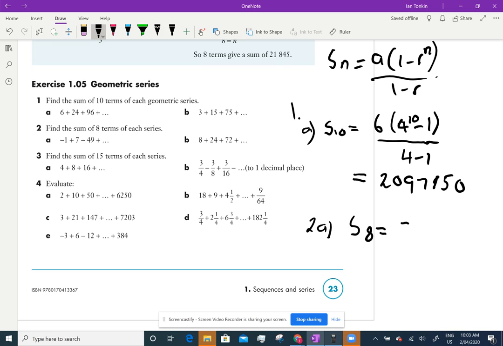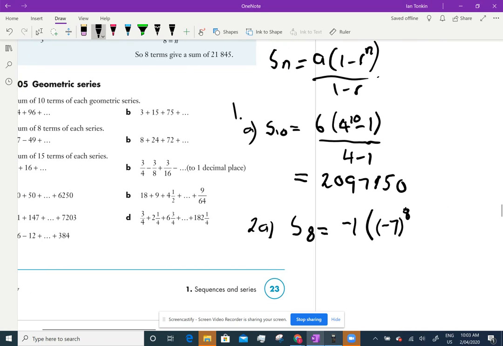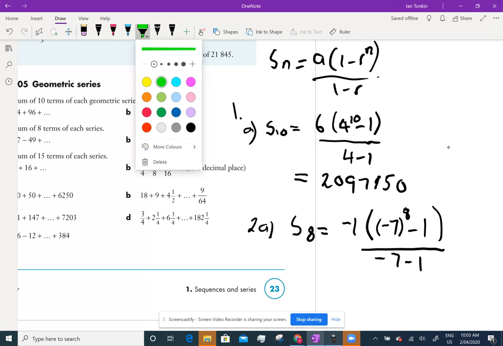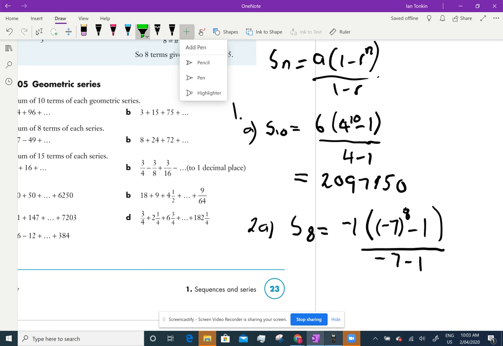What's my first term? Negative 1. What's my common ratio? 7 divided by negative 1 is negative 7. So I'm going to put negative 7 in brackets. Now this is important because your negative is going to be multiplied by itself an even number of times, 8 minus 1. But on the bottom, I've got negative 7 minus 1. And you're going to see that these two negatives here will cancel out, but we'll do it anyway.